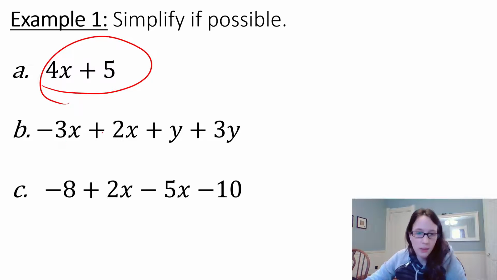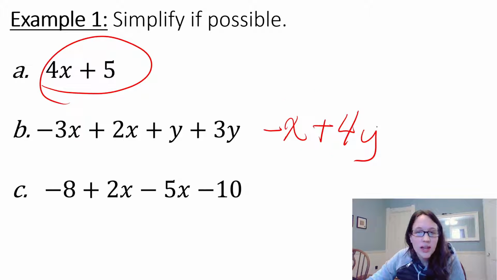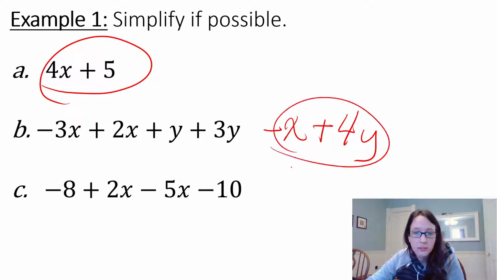This one here, we do have a couple like terms. So I see that we have a negative 3x and a 2x. Those are like terms. So what's negative 3x plus 2x? Well, negative 3 plus 2 is negative 1. So that's negative 1x, or just negative x is what we should write. But then I see that we also have y and 3y here. Well, that's 1y plus 3y. That gives us 4y. Since it's positive 4y, we're going to write plus 4y. I can't do anything else because I'm left with two terms that are not like terms, so I just have to stop right there.